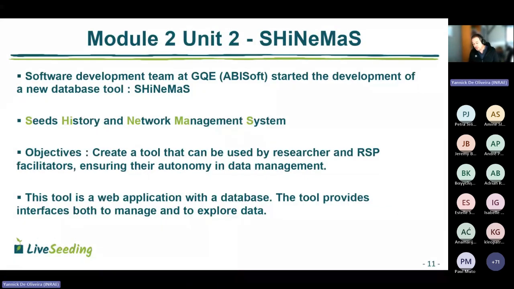The team that I lead is mainly an IT team. We started to develop a software in the lab, and it is a database tool with a web interface that we call SHineMas, for seed history and network management system. And the objective of this tool was to create a tool that can be used both by researchers, but also RSP facilitators, with the aim to ensure their autonomy in data management.